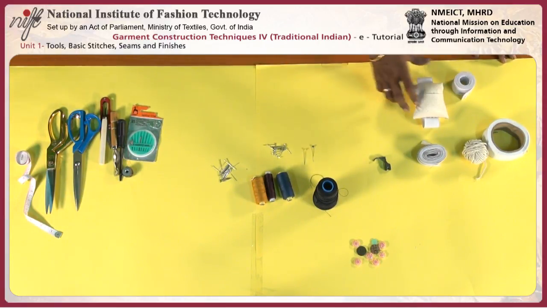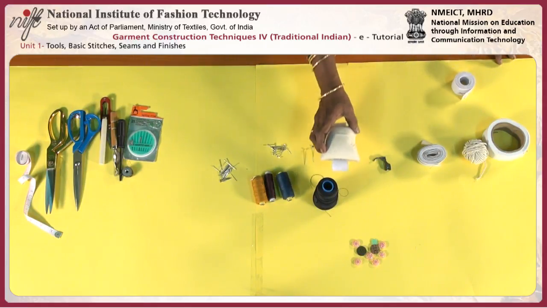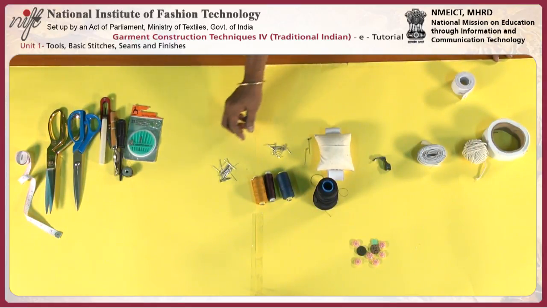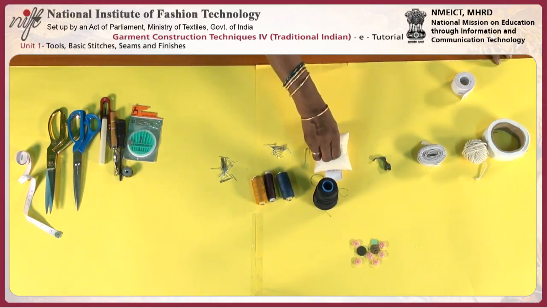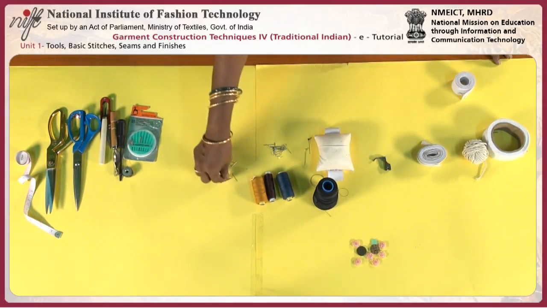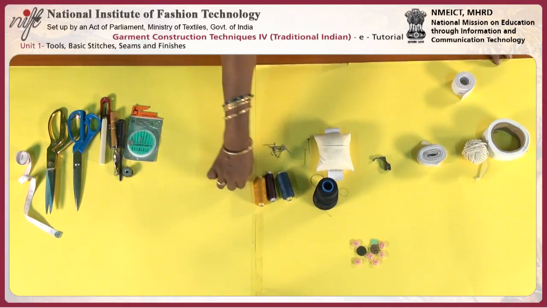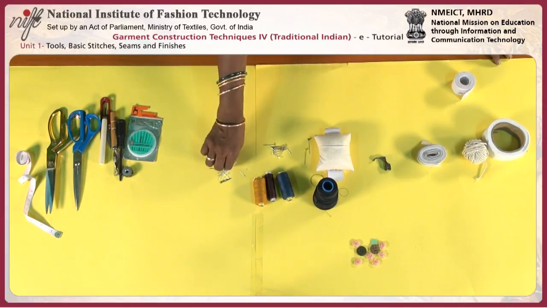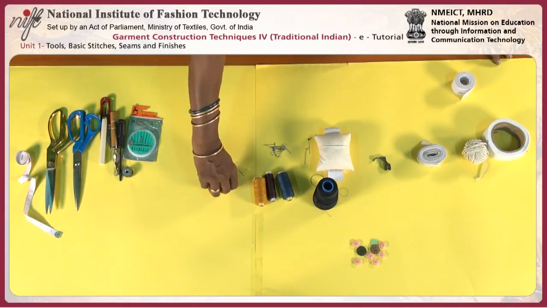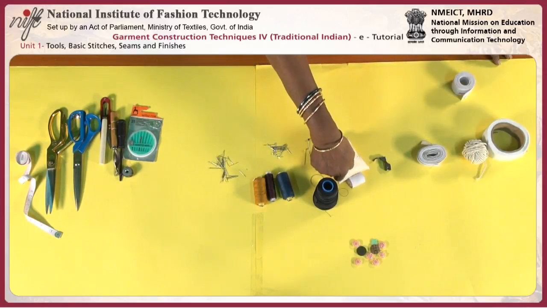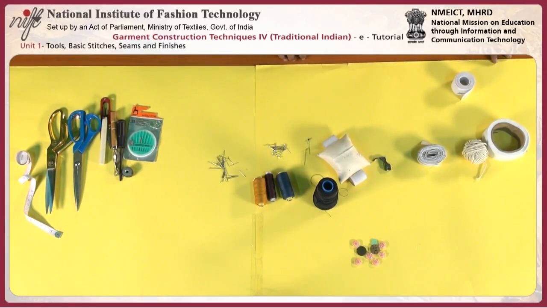And this one is the pin cushion, which is used to hold the pins in place when you are doing the work in the machine. So, we need to pin. This will help you to take the pin quickly from the cushion when you are doing the work.